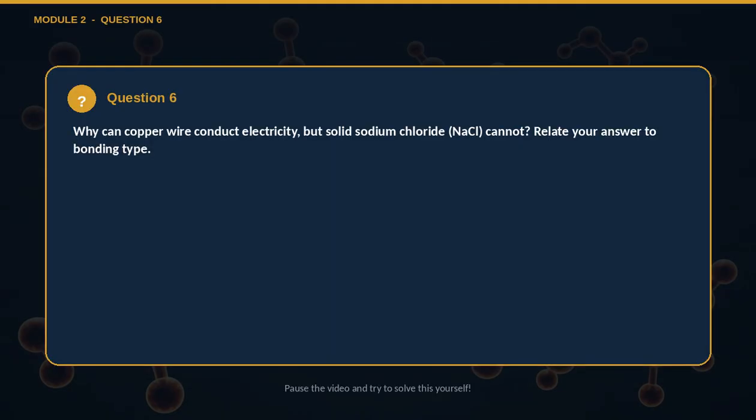Question 6. Why can copper wire conduct electricity, but a piece of solid sodium chloride cannot? Relate your answer to the type of bonding.